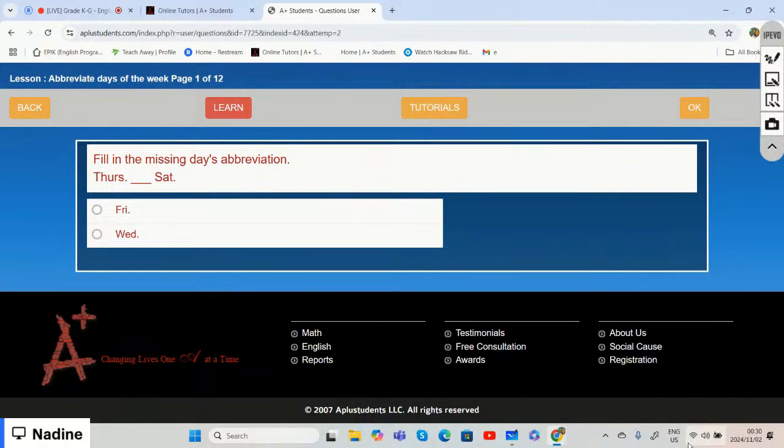And if we look at the correct option, which one is our correct one? Is it option one, which is Friday, or option two, which is Wednesday? Which one is correct?